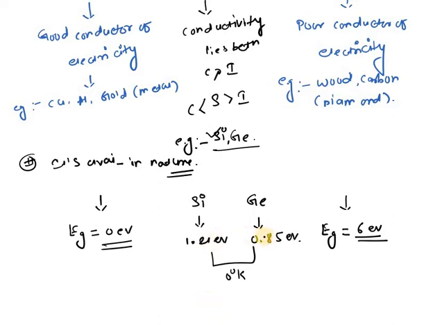There is a small correction. Actually, the energy gap of germanium is 0.785 and for silicon is 1.21 electron volt. Now, this is at 0 degree Kelvin. When I consider 300 degree Kelvin, their energy gap changes. For silicon it is 1.12 electron volt, and for germanium it is 0.72 electron volt. We have to remember these values because there might be a question on the energy gap of silicon at 0 degree Kelvin and at 300 degree Kelvin.